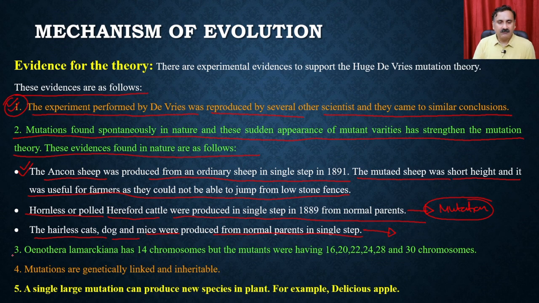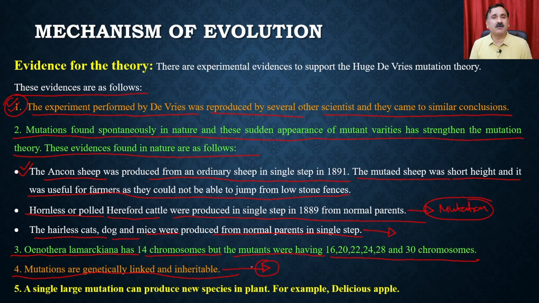Then we have different types of experiments in plants, like Oenothera lamarckiana, which has 14 chromosomes, but the mutants had 30 chromosomes. Then, mutations are genetically linked and inheritable. So what we could count is that the mutations produced in these animals are genetically linked and inheritable. And a single large mutation can produce new species in plants, for example, the delicious apple. So people have found that a single mutation can actually produce a new species.